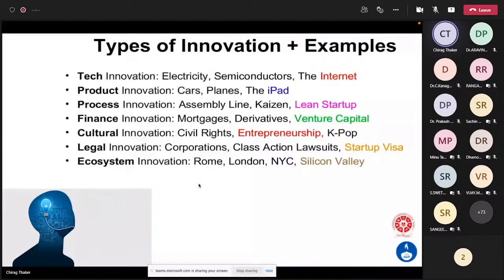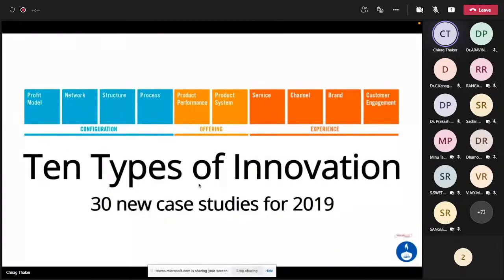Financial innovation, mortgage, the first idea of mortgages, derivatives and venture capitalism. The latest financial innovation is venture capital, venture capitalist. Cultural innovation, civil rights movement, entrepreneurship, K-pop, king of pop. Legal innovation, corporations, class actions, lawsuits, and now startup visa is the latest legal innovation. And if I say innovation ecosystem, Rome was not built in a day. London, New York, and now the latest example of innovation ecosystem is Silicon Valley. So these are the innovation examples. So there are total 10 types of innovations.